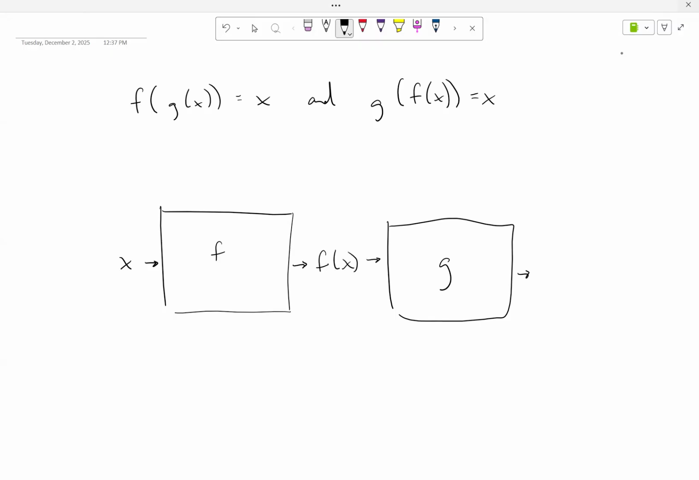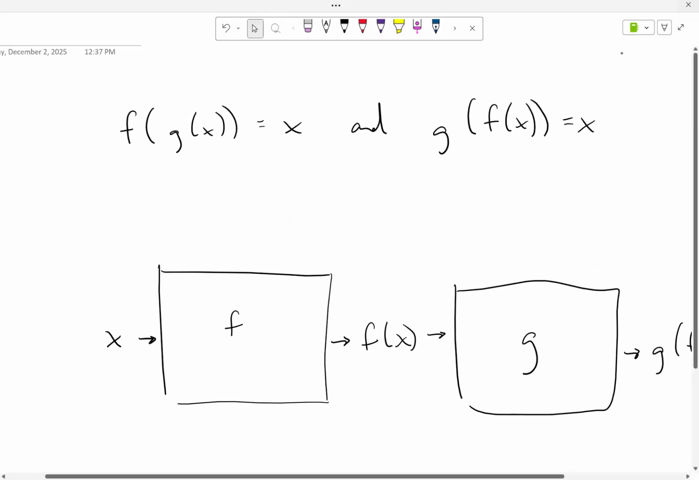And then what comes out if I put that into g? Well, g of f of x. And if it's truly inverses, then that should equal x, because that's what went into the first box. And the same thing should hold: if they're truly inverses, I should be able to put x into here, which would come out with a g of x, and plug that into here. So f of g of x, which would also result in x. So that's just a visual representation of why we have this property of inverse functions.